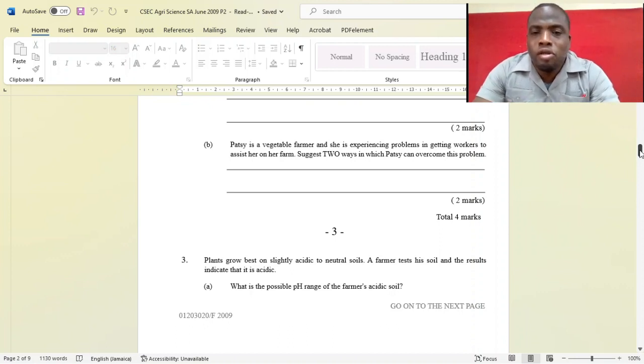Farmer Patsy can also offer better wages, have some form of incentive, and this will encourage persons to do the task. We know the impact of the attitude that affects agriculture. So farmer Patsy needs to have some form of incentive along with better wages to attract these persons.